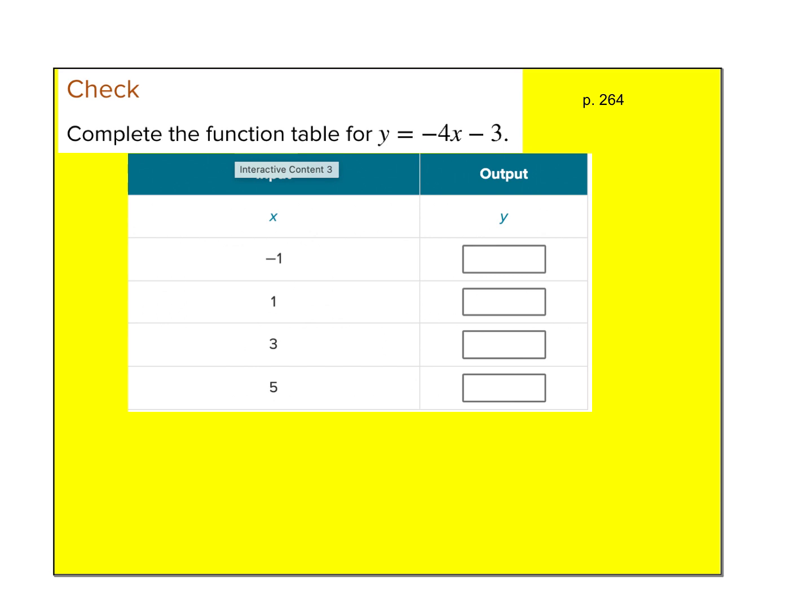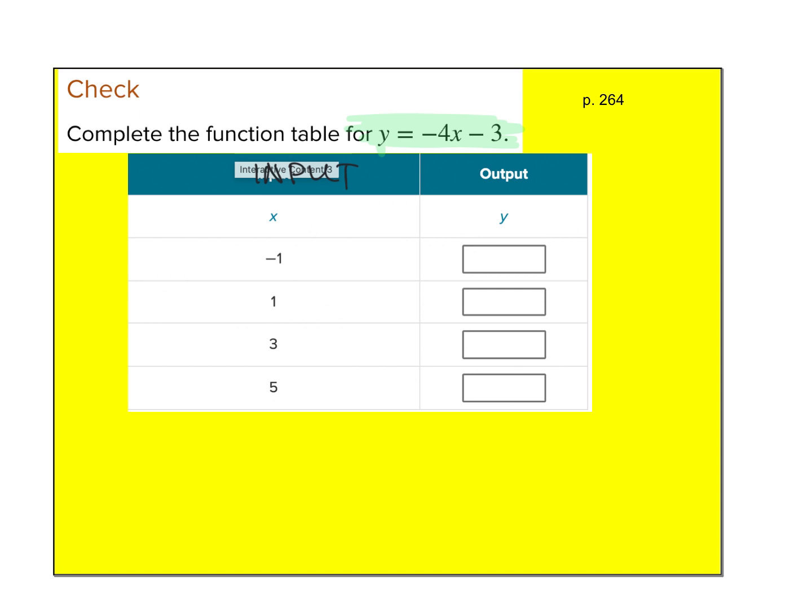All right, I want you on page 264 to go ahead and try a couple of these before I go through them. This says input, by the way, right here. Okay, so I have this rule up here: y equals -4x minus 3. And I am going to plug in my numbers here. So why don't I do the bottom one with you, okay? Now, you guys, you have some space, so find some space to work this out.